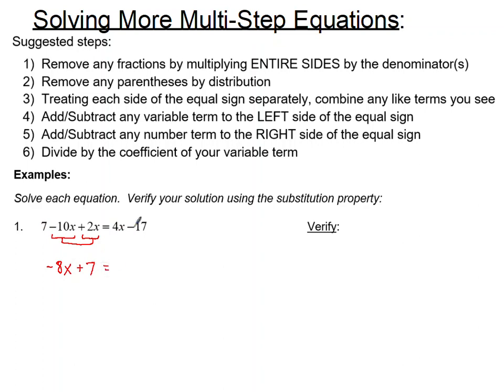Now let's look at the right side of the equal sign. There are no like terms over here, so no combining of like terms. I'm just going to drop down the 4x minus 17. So step 3 is finished.